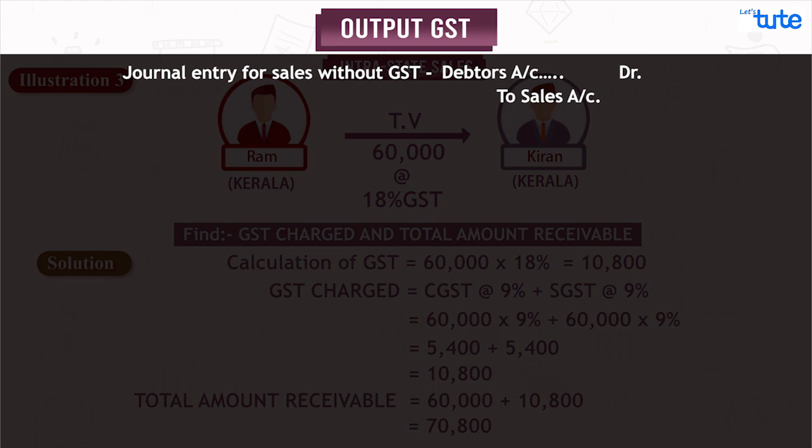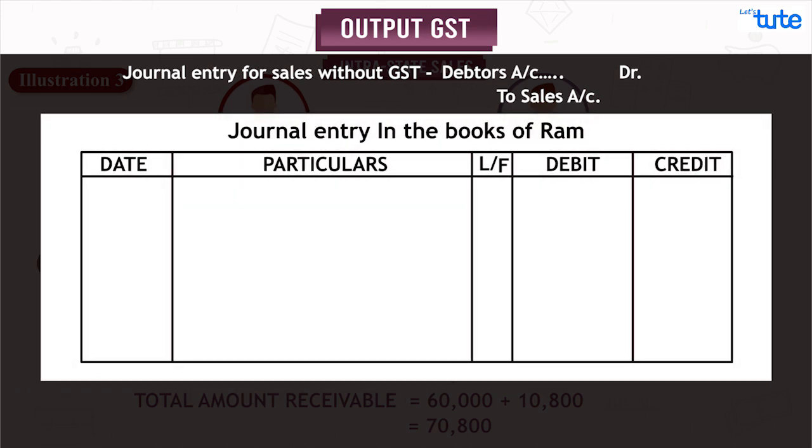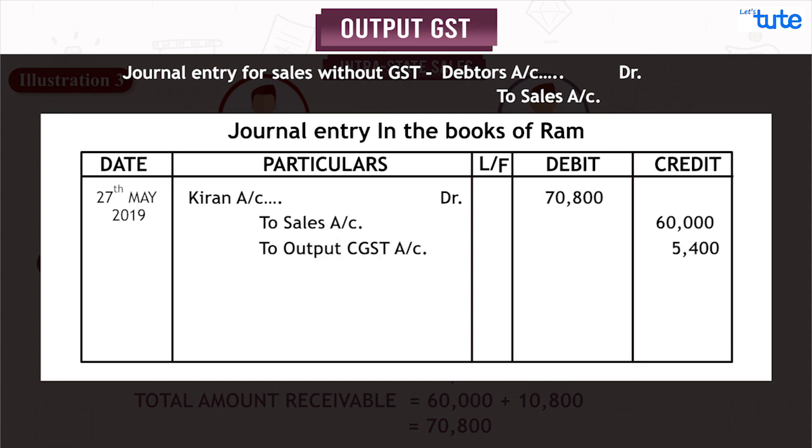And when we want to account for output GST, it will also be credited with sales, and the entry would be in the books of Ram, 27th May 2019. Kiran account debit 70,800, who is a debtor, to sales account 60,000, to output CGST account 5,400, to output SGST account 5,400, being sales at 18% GST made.